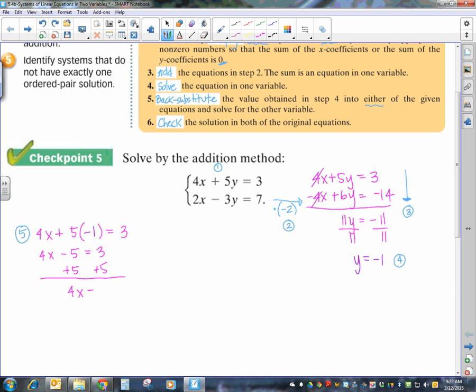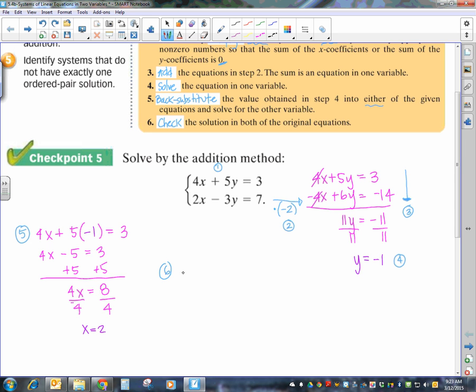4x equals 8. Divide both sides by 4, and I get that x equals 2. Okay, so that's step 5. Step 6 says to check. And I will tell you one thing: it says to check in both equations. You do want to use the original, but I already used that original equation to solve it. So you really only need to go back and check it in the other equation that you haven't used yet.